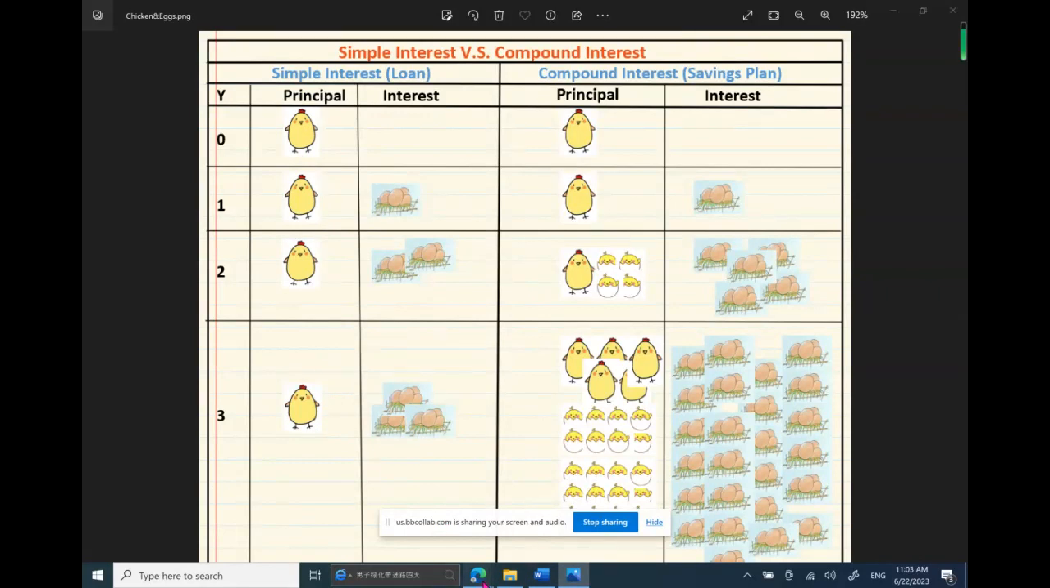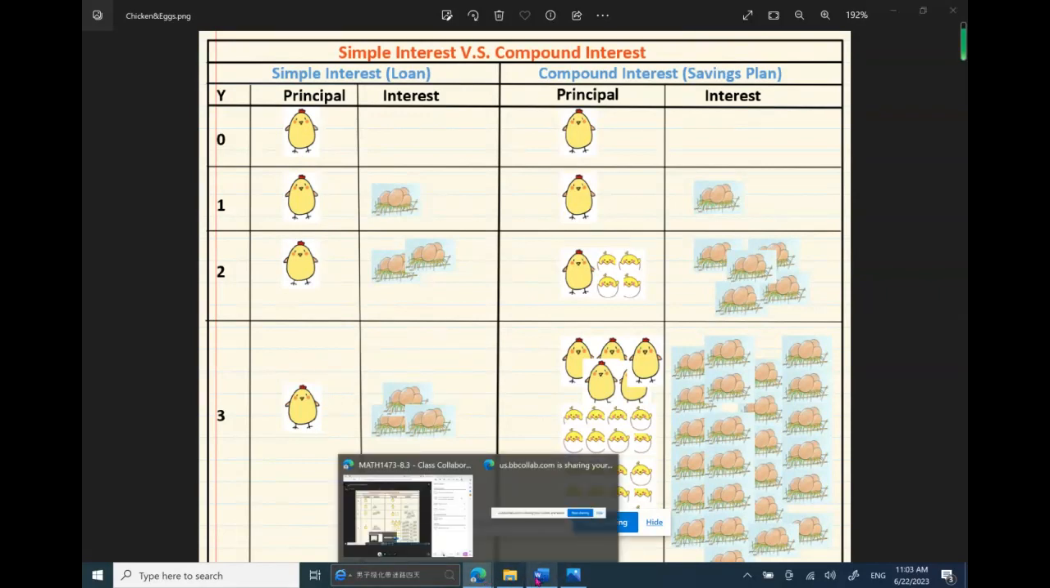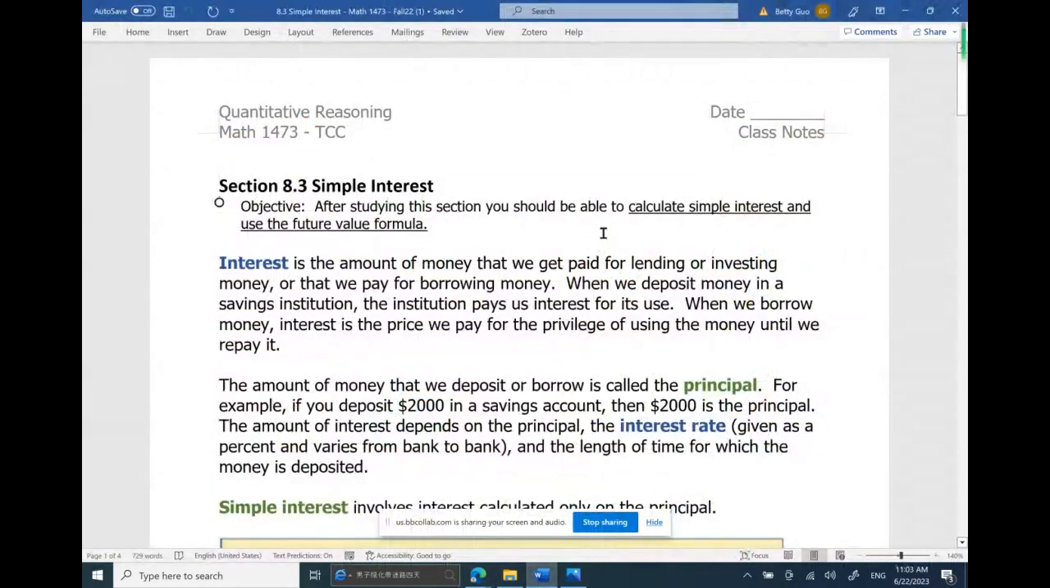In the example I mentioned earlier, your principal is $100. The interest is $5 every year. It remains the same. The principal remains $100, and every year the interest is $5. Pretty simple. That's the reason we call this type of interest simple interest.